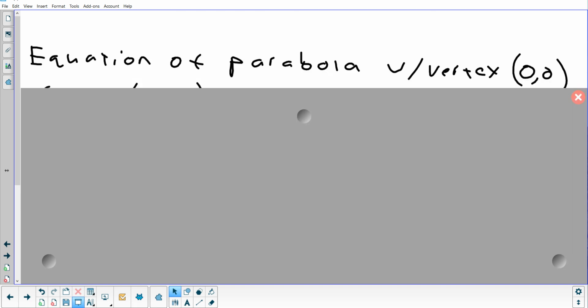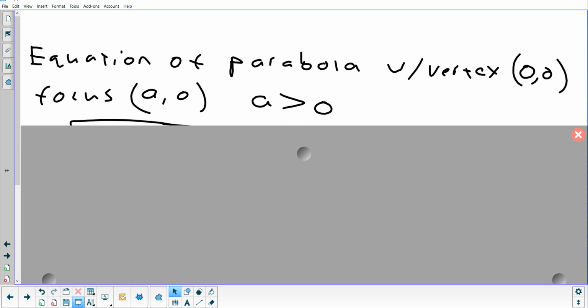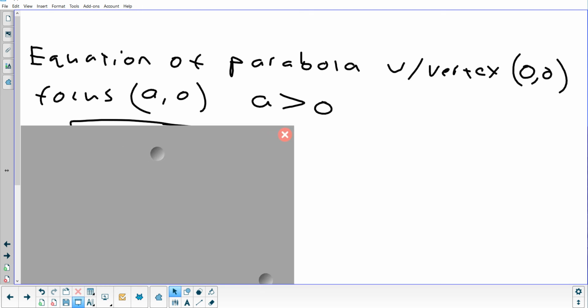So we're going to start by looking at an example where the parabola always has its vertex at the origin. Can you shift it from the origin? Yes. We're not going to shift it yet. So we're going to keep it at the origin. And the focus is going to be a positive number, comma 0. Now, think about that for a second.